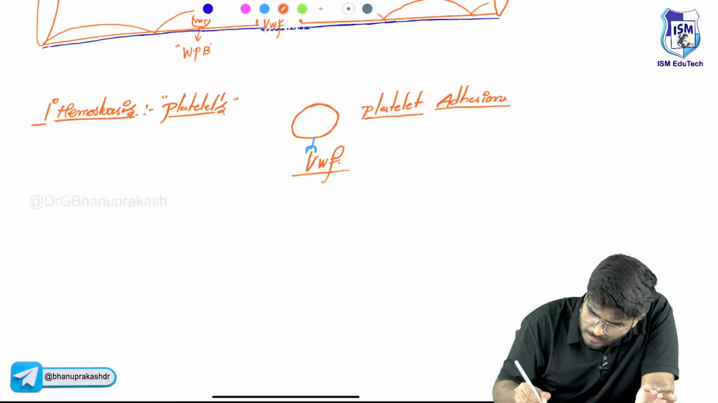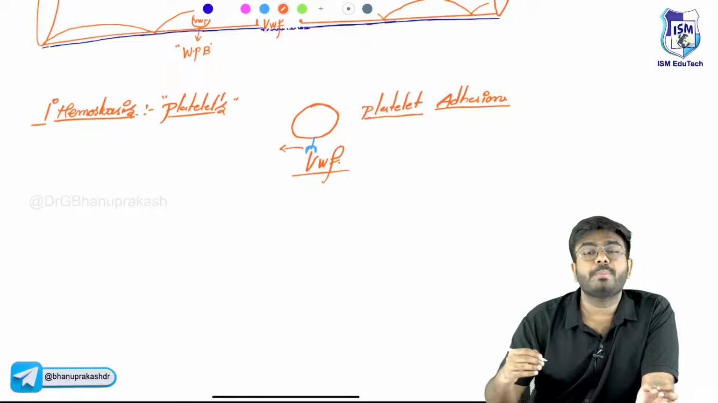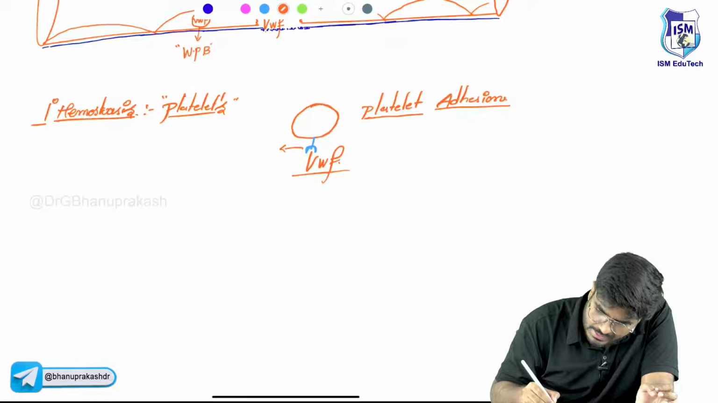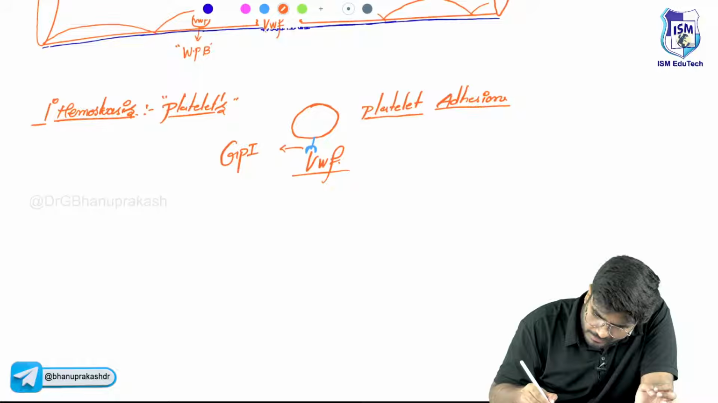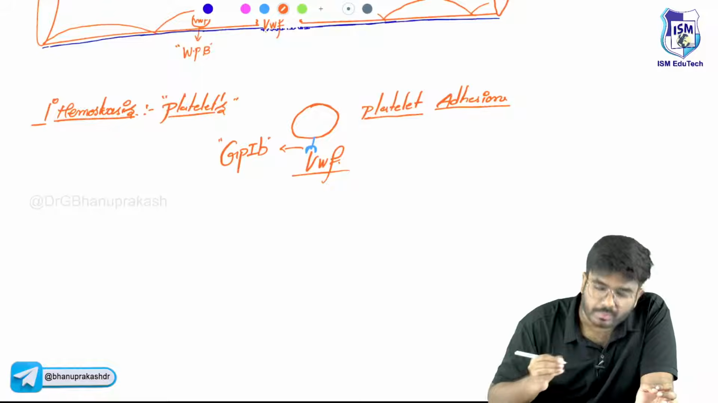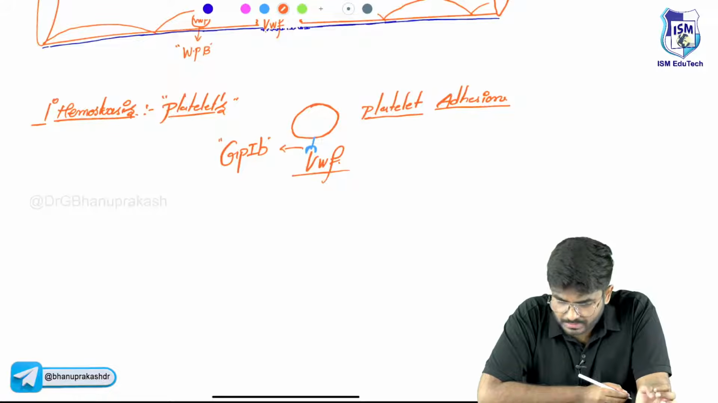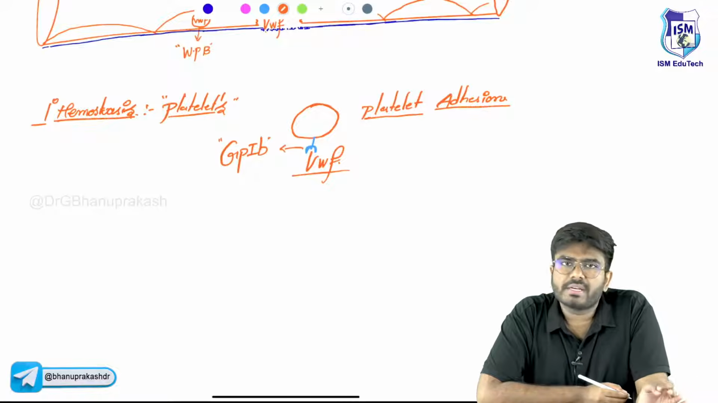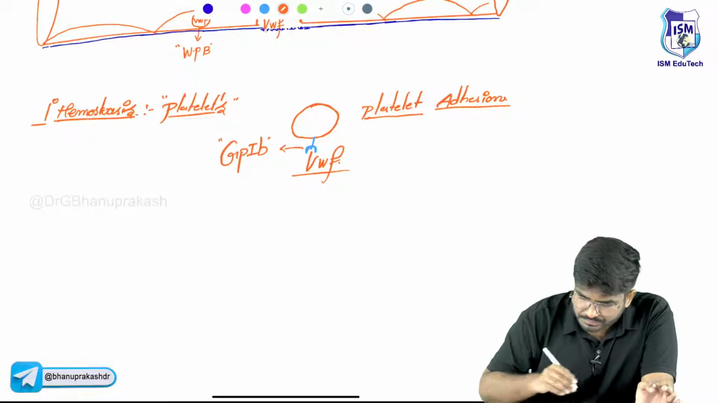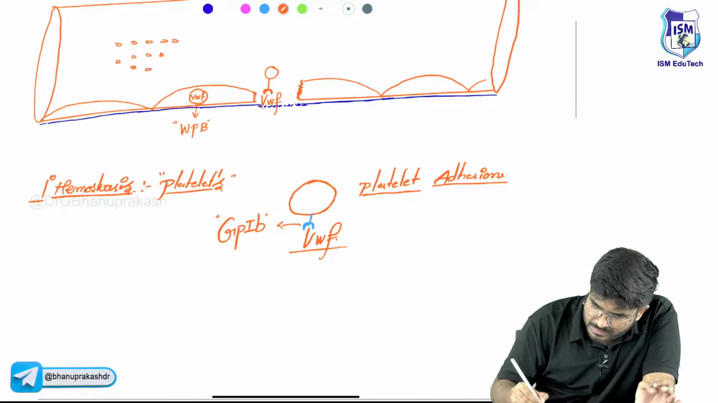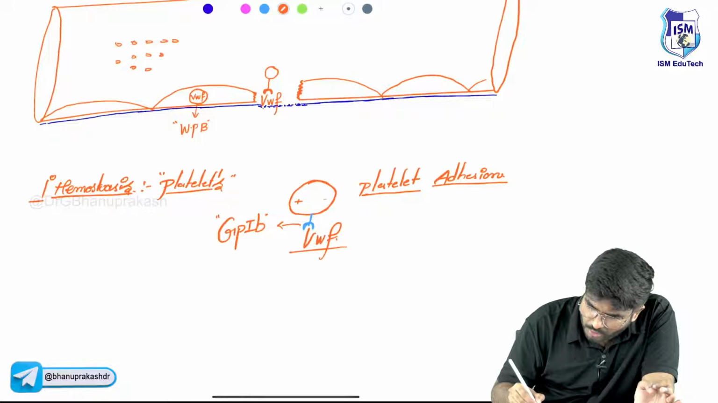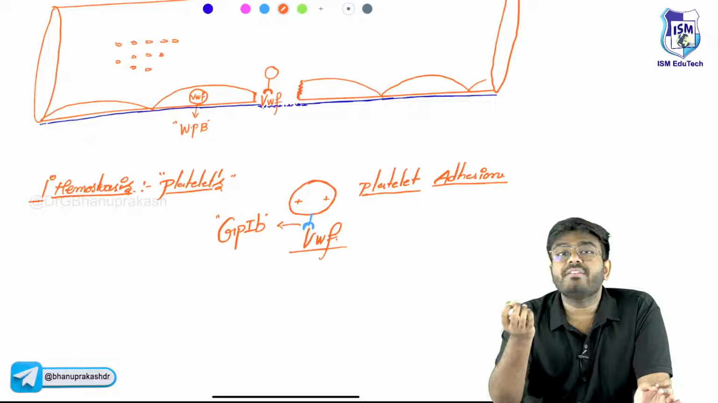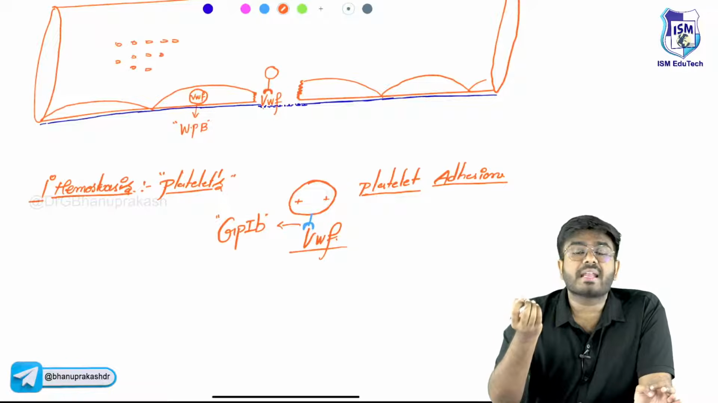Okay, the name of this blue molecule, which is helping in the platelet adhesion, is called GP1B. With the help of this molecule, GP1B, there is platelet adhesion. Okay, done, sir, platelet adhesion completed. Now, after platelet adhesion, once these platelets bind with the Von Willebrand factor, these platelets are activated.